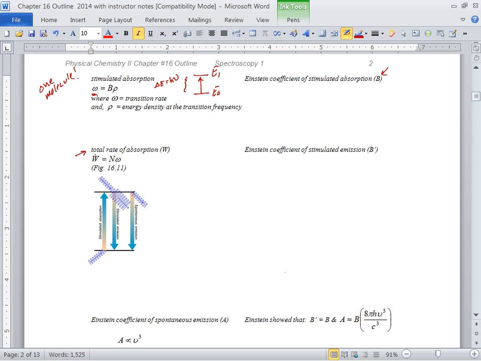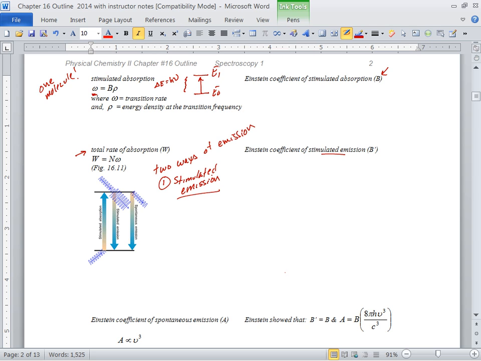And in this figure 16.11, they're trying to show the two modes of emission. Okay. One of them is, let's just talk about the complicated one first since it's right here. Stimulated emission.